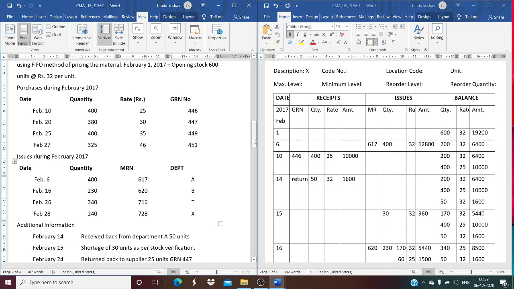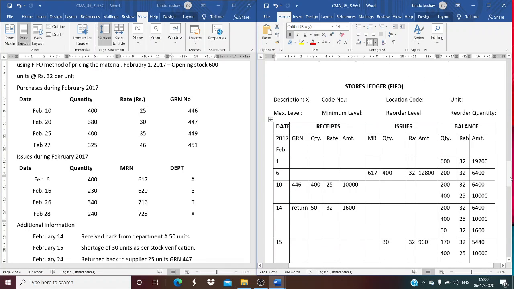The information is given not in a chronological order, so we'll have to be careful while preparing because the stores ledger details have to be recorded in a chronological order itself, so we'll have to be careful with the dates. So we have information about purchases, issues, as well as the additional information. So the stores ledger can be prepared this way.